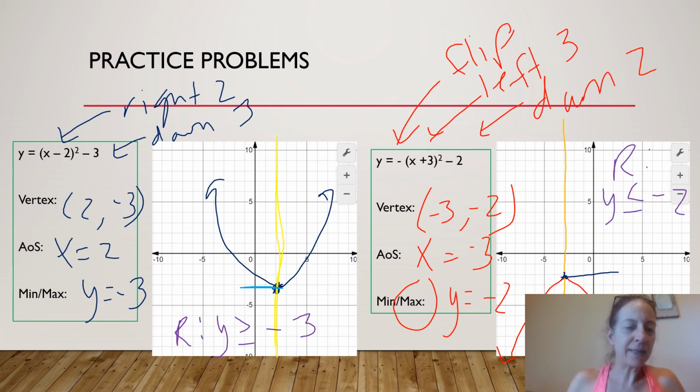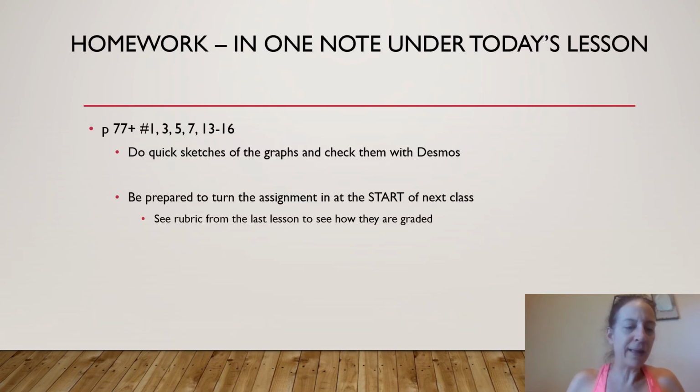All right, last little piece of the lesson here is your homework. So your homework is located in OneNote under today's lesson. So go in, find Unit 2, Lesson 2A, and then you should be able to find the homework. It is from page 77. 77 is where the problem set starts. And so 1, 3, 5, 7, and then 13 through 16.